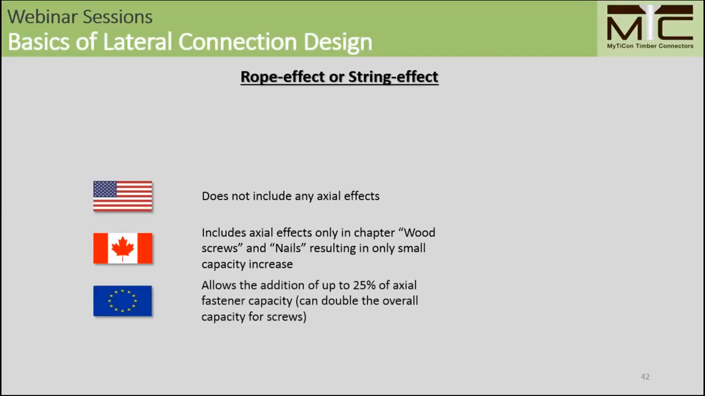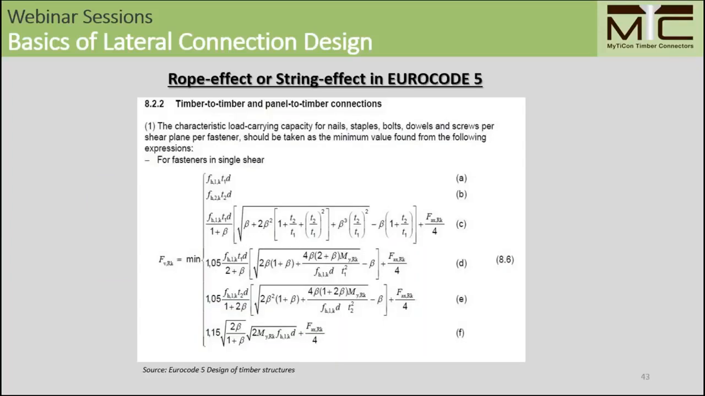The Eurocode, on the other hand, allows the addition of up to 25% of the axial fastener capacity, and this can in the end up to double the overall capacity of the screws. Looking at a little excerpt from the EC5 here, you can see here in the red circle, this is the axial characteristic resistance of the fastener that can be added to the yield equations of the Johansen part.